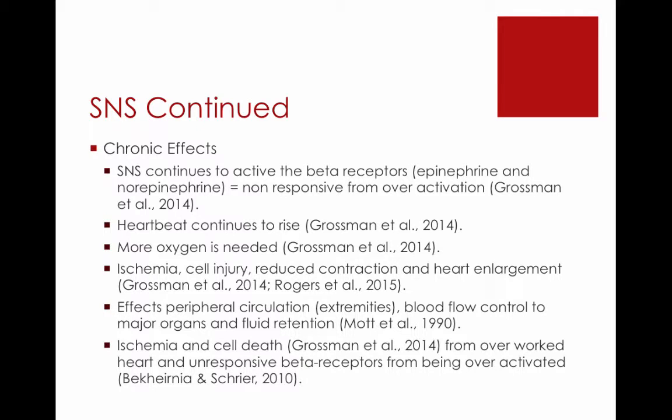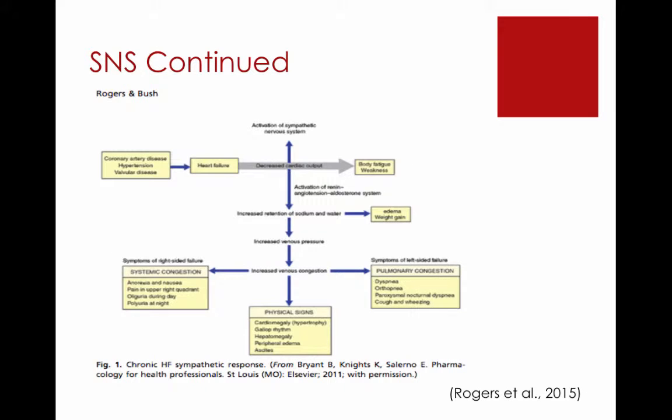So this cycle restricts blood flow to the extremities, diverts more blood to the major organs, and retains fluids in the kidneys, which will imbalance the electrolyte system. Consequently, ischemia, cell injury, and overall reduced contraction occur because of an overworked heart due to unresponsive beta receptors. So this is a great diagram explaining the role of the sympathetic nervous system.